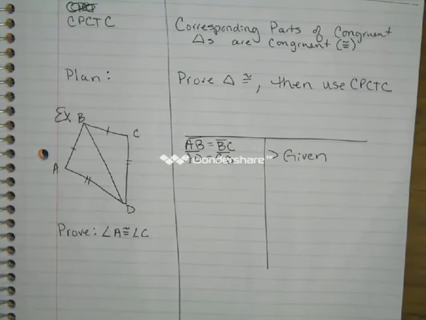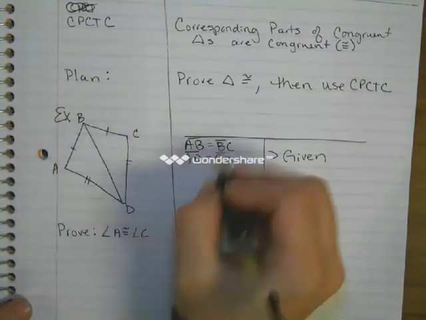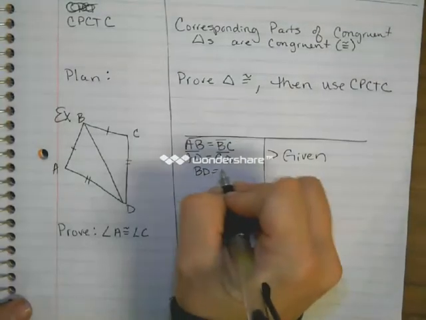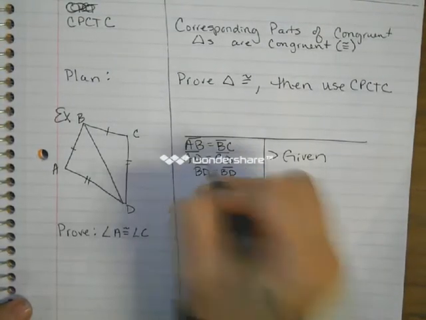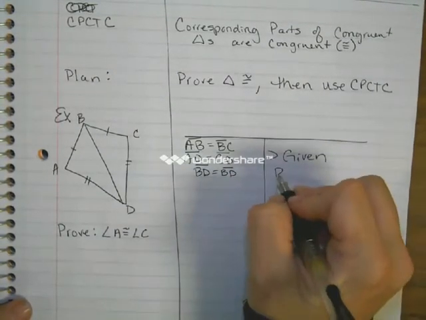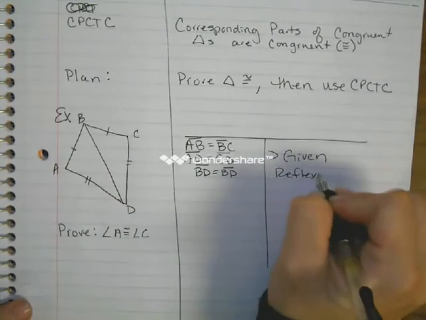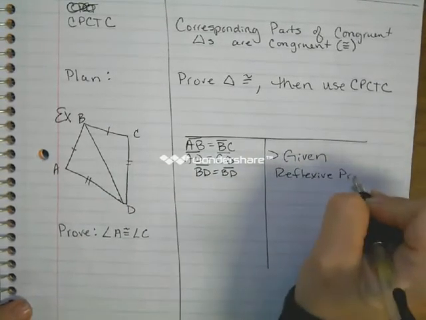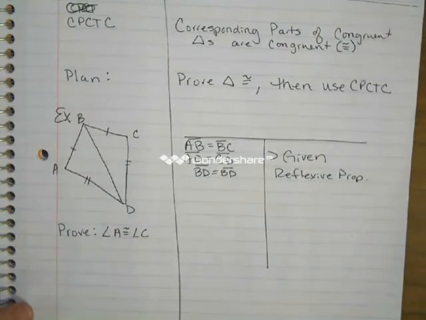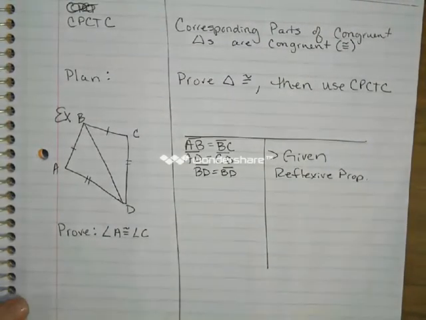Are there any other sides that we know? Well, BD is equal to BD. Everything's congruent to itself. That's the reflexive property. Okay. Is that enough to prove the triangles congruent? Yes. So the triangles are congruent.